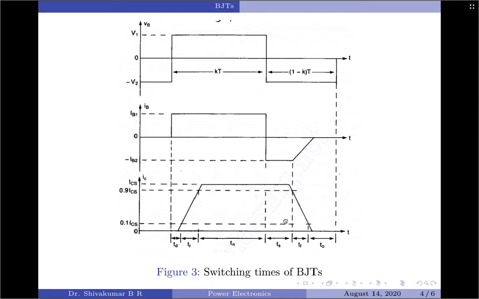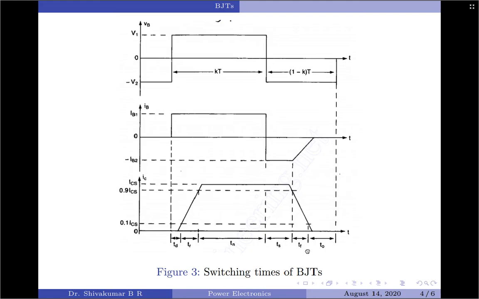Once the extra charge is removed, the base to emitter junction capacitance charges to the input voltage, which is currently minus V2, and the base current slowly reduces to 0. The fall time Tf of the transistor depends on the time constant, which is determined by the capacitance of the reverse biased base to emitter junction.